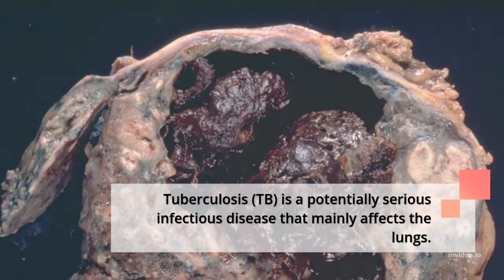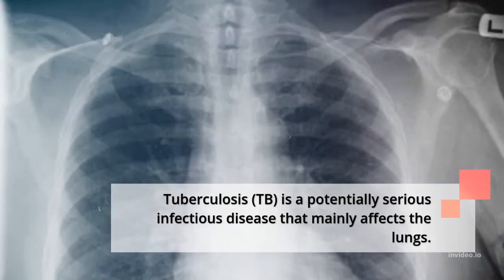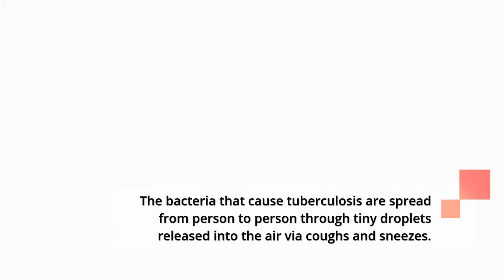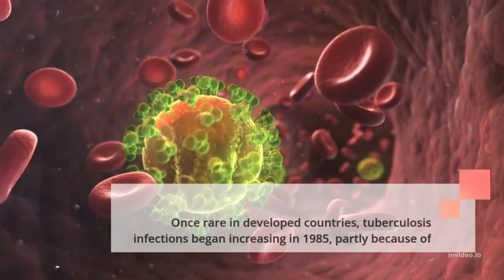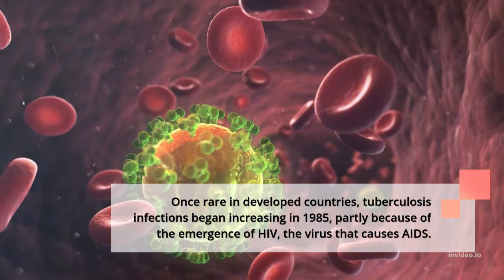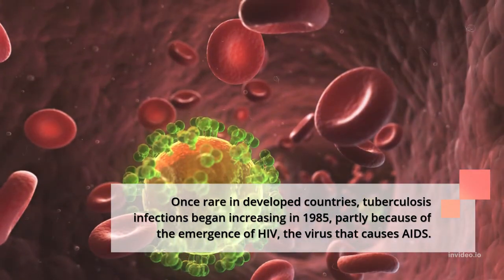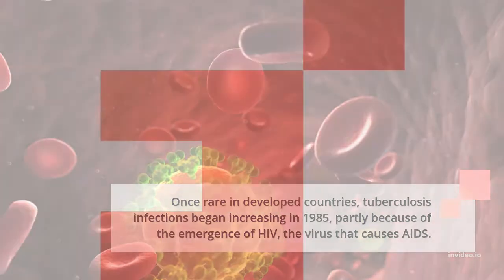Tuberculosis, TB, is a potentially serious infectious disease that mainly affects the lungs. The bacteria that cause tuberculosis are spread from person to person through tiny droplets released into the air via coughs and sneezes. Once rare in developed countries, tuberculosis infections began increasing in 1985, partly because of the emergence of HIV, the virus that causes AIDS.